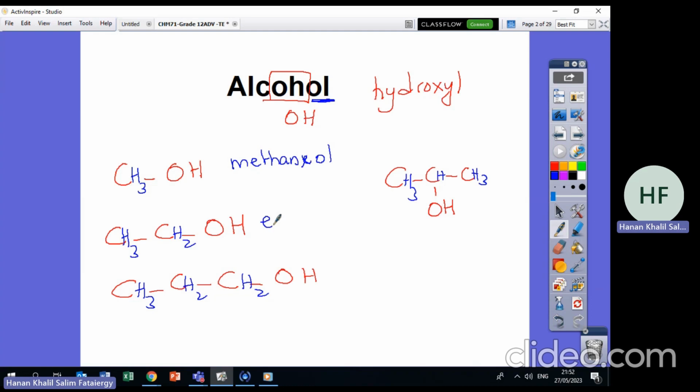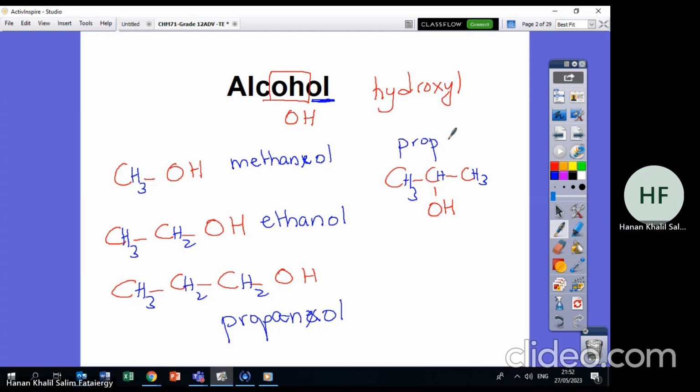Now 2 carbons is ethane. I will not write the E and I will put ol, so it will be ethanol. Now 3 carbons will be prop. Between them single bond, so this is ane. I will remove the E and I will put ol, so the name is propanol. And this one is also propanol. Okay, but where is my OH? If my OH is at carbon number 2, I will say 2-propanol.